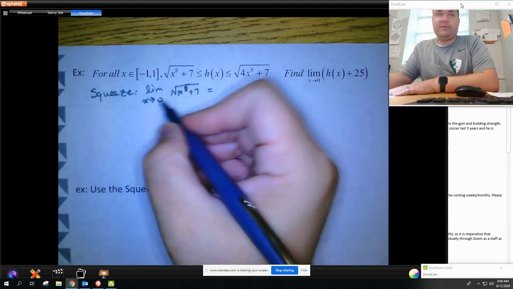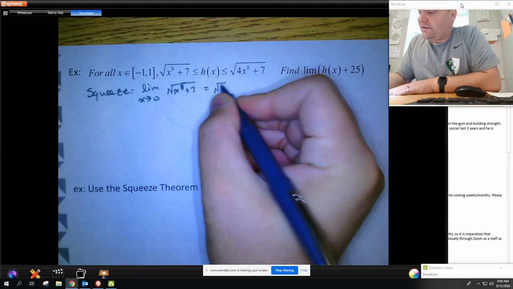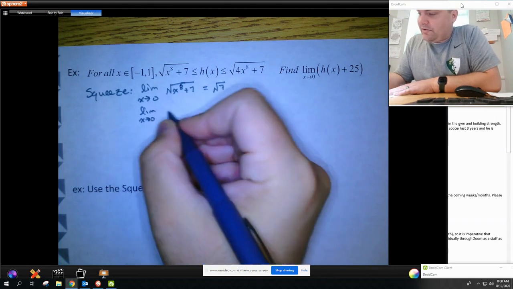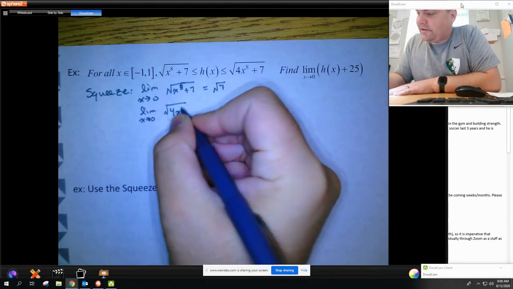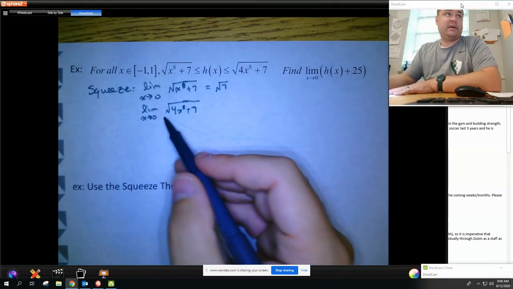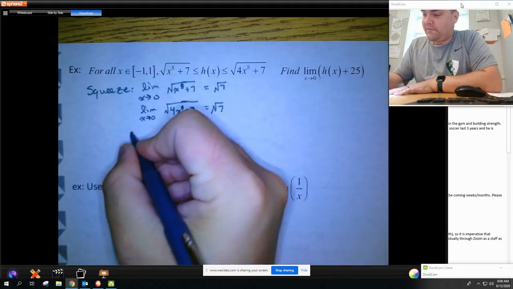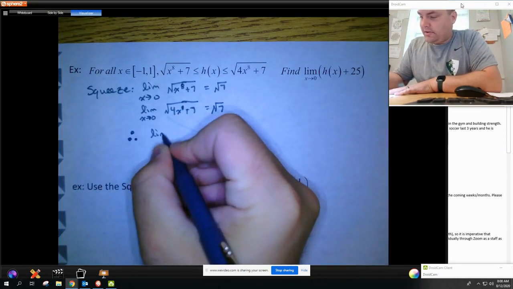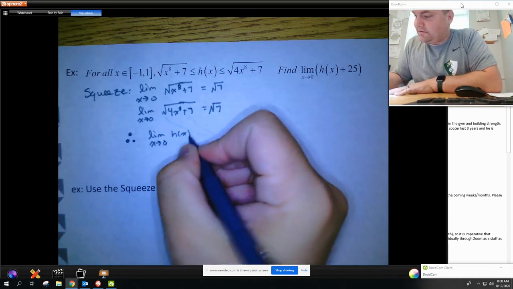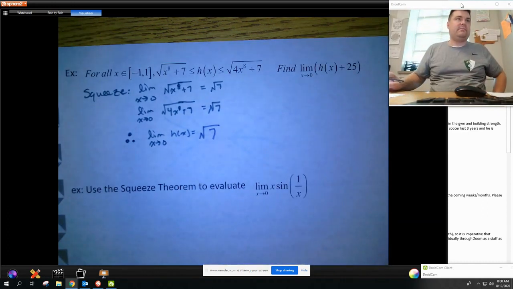That's going to equal, this one's just a straight up plug in, nothing fancy going on. This is actually just going to equal root 7. The limit as x approaches 0 of this 4x to the 8th plus 7, again, you can just plug in the 0 right away, and you just get root 7. Therefore, the limit as x approaches 0 of h of x is equal to, it has to be the same thing, root 7, and that's by the squeeze theorem.